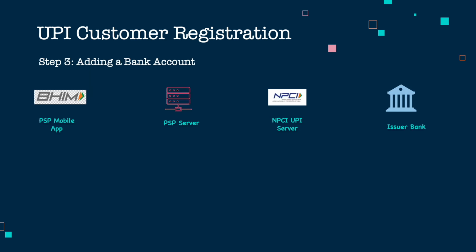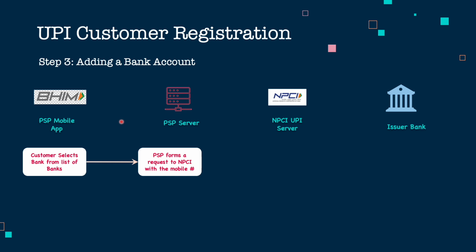Now let's look at the third step of the customer registration process, where the customer has to add a bank account. I have just taken the example of Beam again, but it could be any PSP app. So now let's look at the process. The customer is given a list of banks from which she or he can choose. Once the customer selects the bank, the PSP forms a request to NPCI with the mobile number that the customer has registered with.